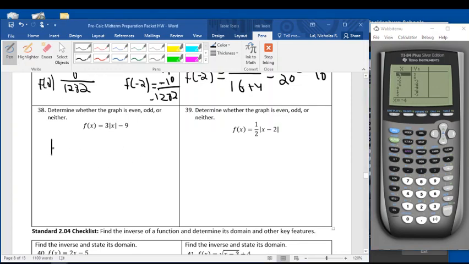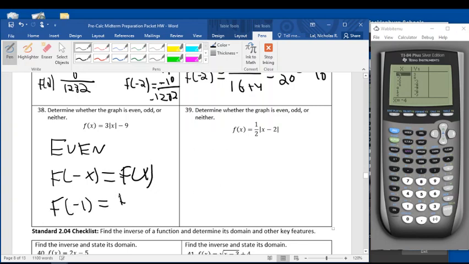Alright, so this is an even function because f of negative x is equal to f of x. f of negative 1 equals f of 1. f of negative 2 equals f of 2. Alright, so that's 38, even.